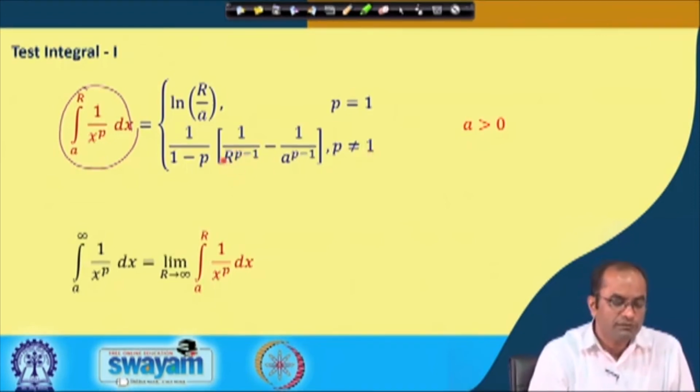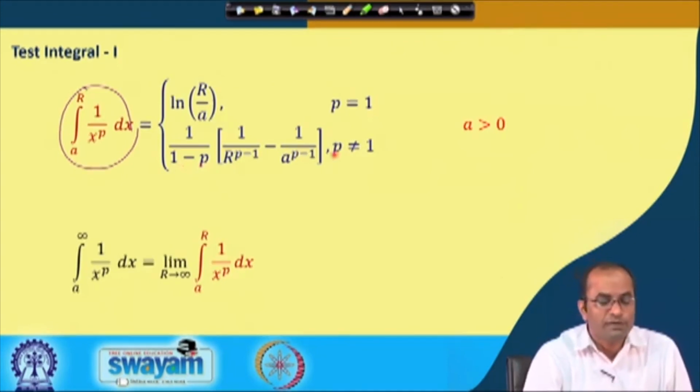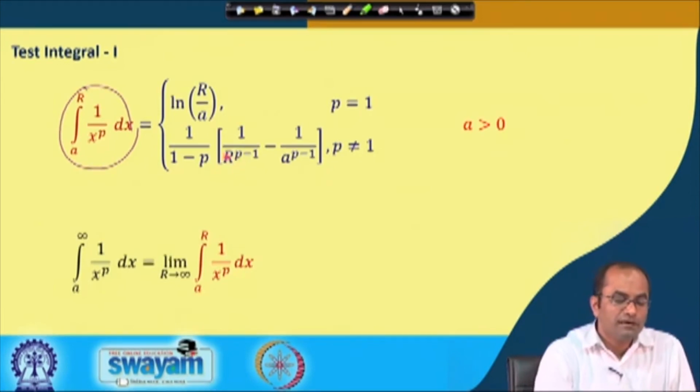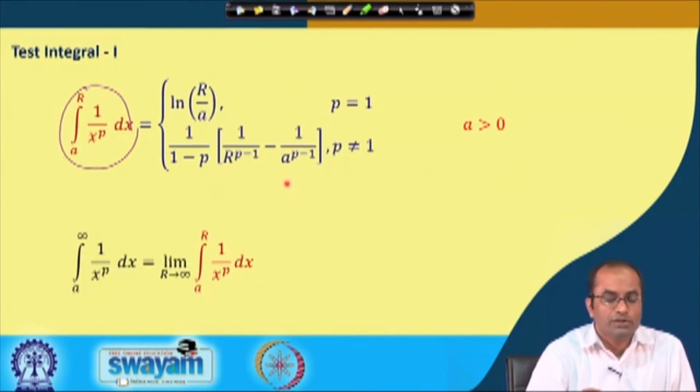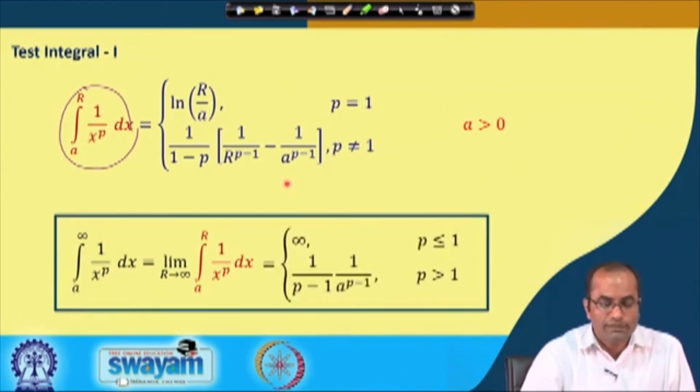So, when p is greater than 1, this r power will be negative, and when r tends to infinity, this will become 0, and then we will have this finite value. But when p is less than 1, this r will have a positive power in the numerator, and when r tends to infinity, this term will become infinity, and then the integral will become infinity. So, we have two cases here now.